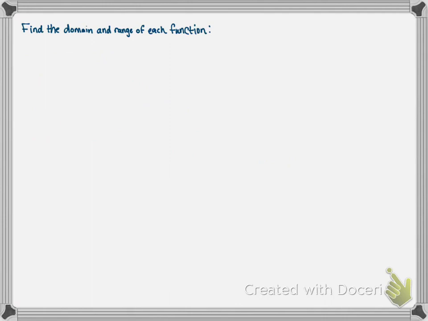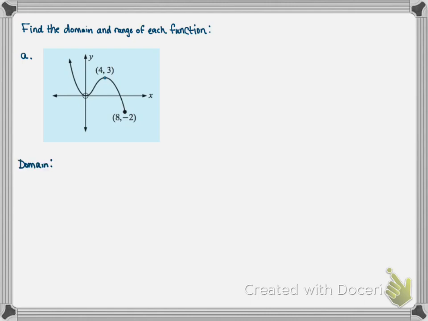So let's look at a few examples. Let's find the domain and range of each function shown here. So for this first one, we do need to notice that it looks a little different than what we've seen. So let's look at the domain. Remember, the domain refers to the x values. Okay, so we're looking for the smallest x value first, and this arrow indicates that the function keeps going up and to the left, so it's eventually going to get to -infinity.